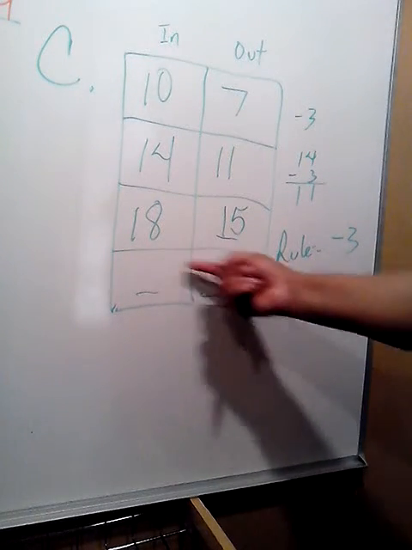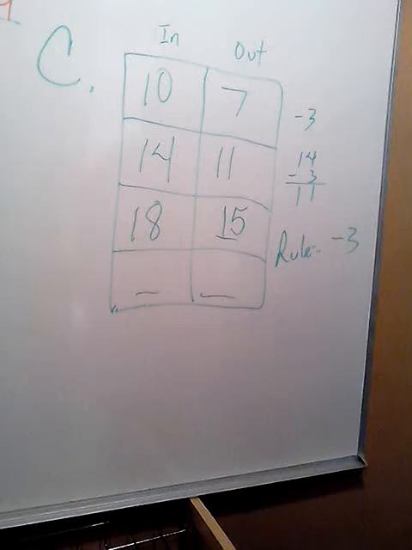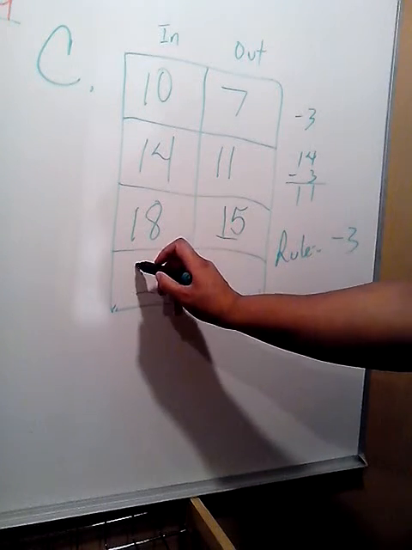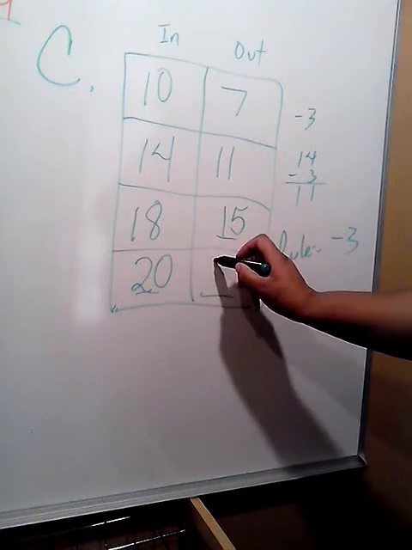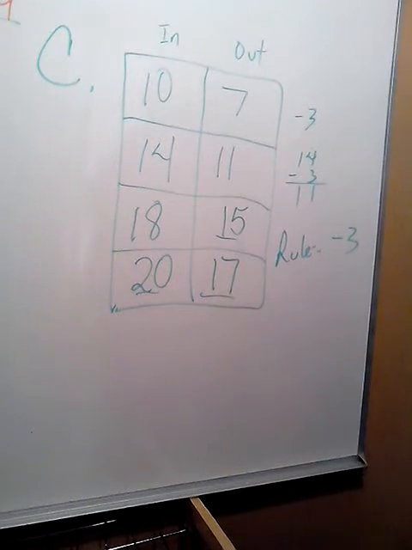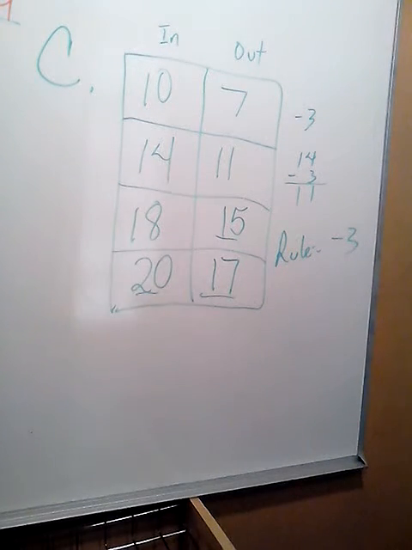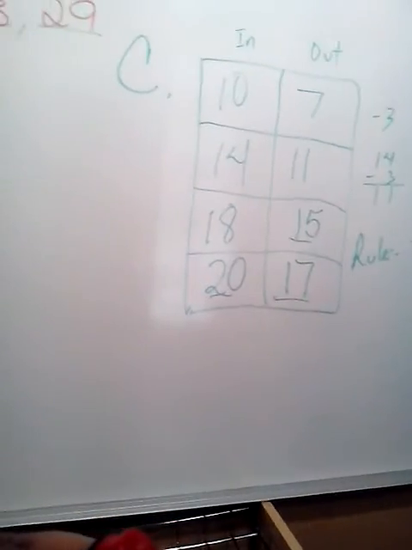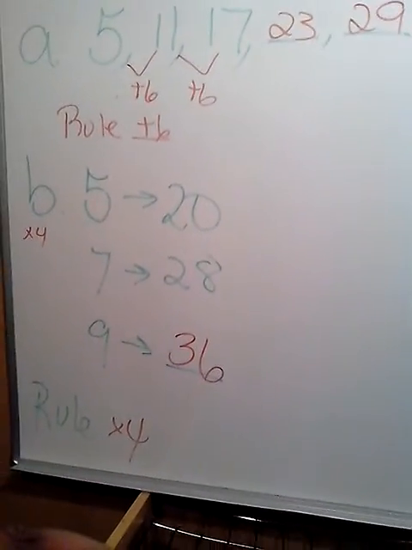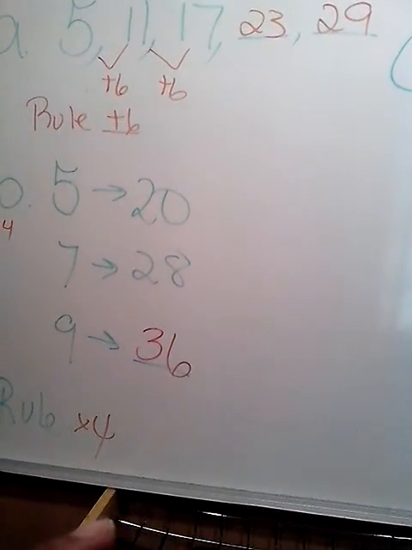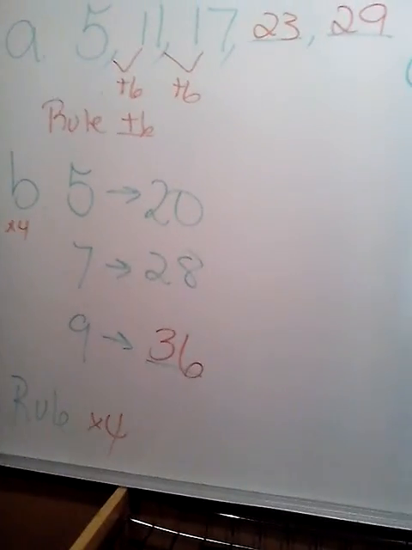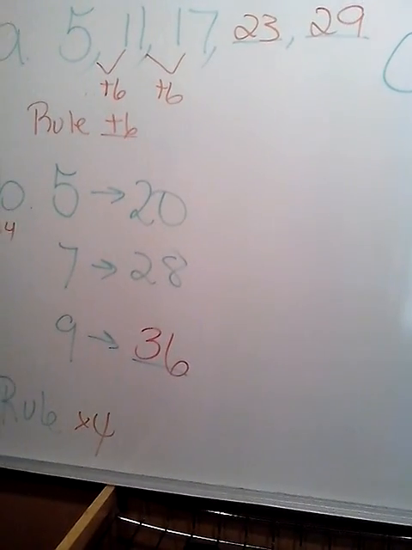And you can give me any 2 numbers that will work here. Let's say we put in 20. Minus 3 will give us 17. So this is our sequence. You've seen sequence look like this. Give it to you this way: 5, 11, 17, and give me the 2 numbers.